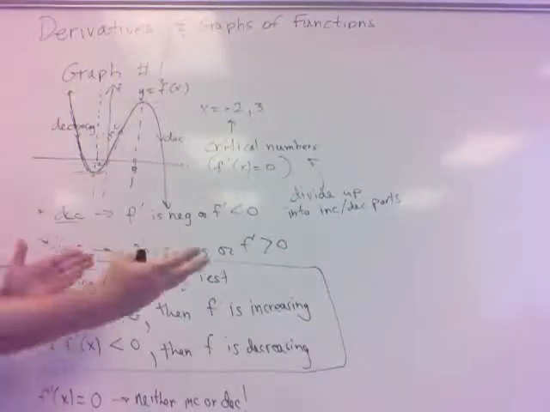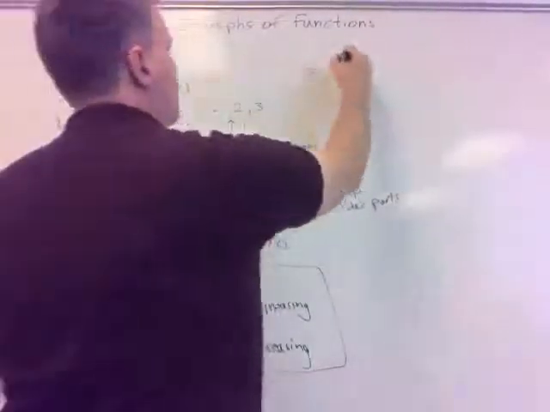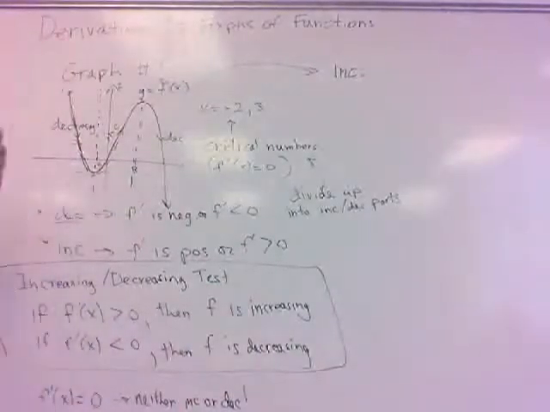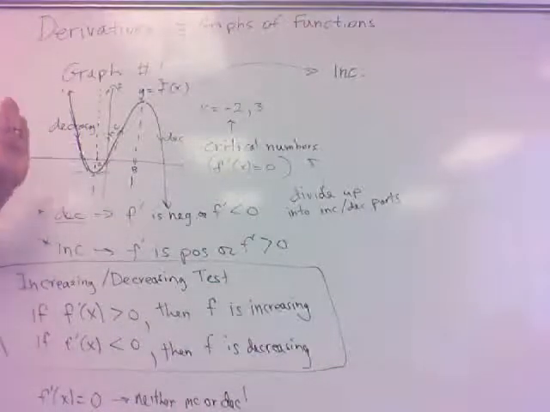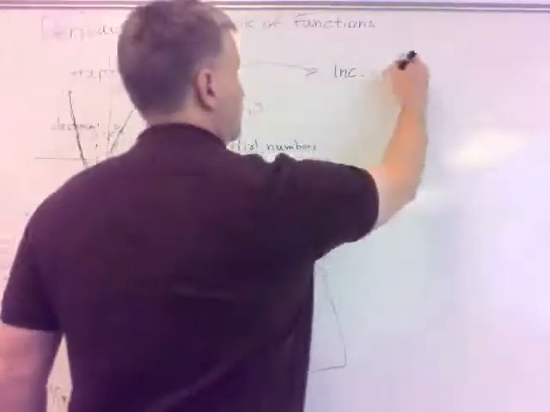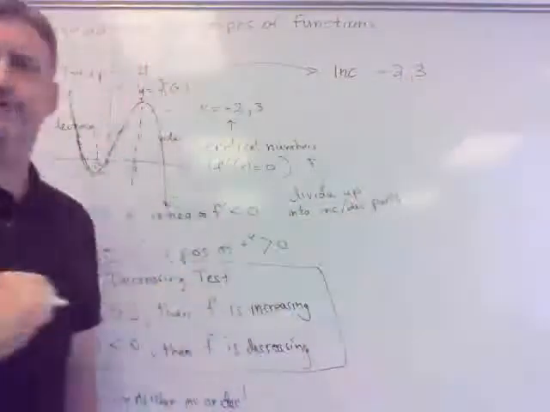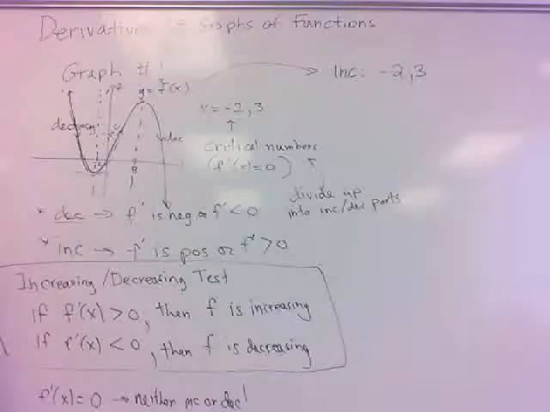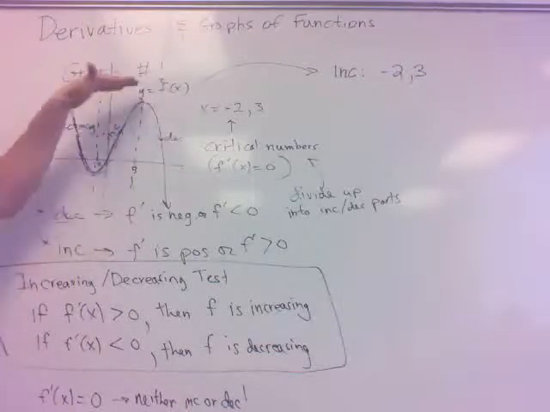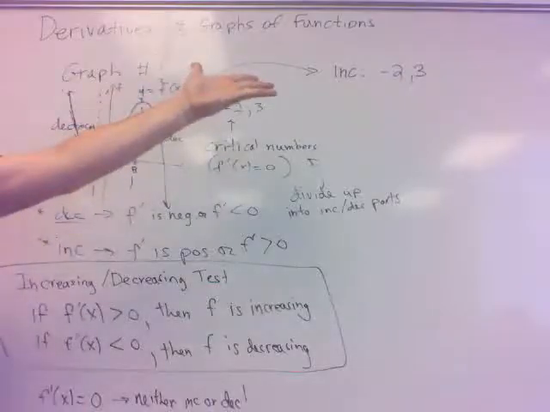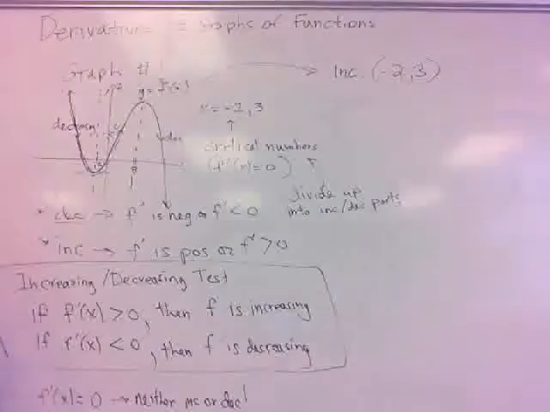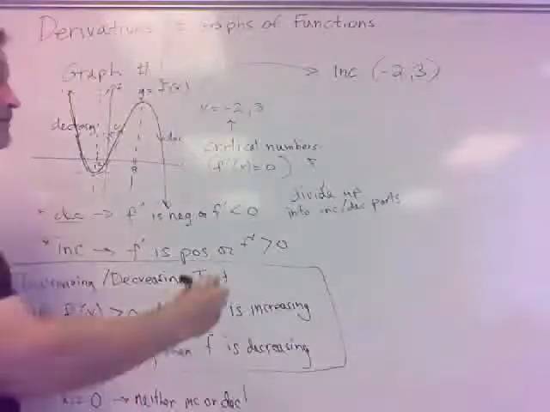But here's what I'm saying with this. When I go to write the increasing parts for this graph, well, there's only one increasing part. It goes from -2 to 3. What about at -2 and 3? Is it increasing at -2? No, the slope is 0 at -2. It's 0 at 3, so do I want to include -2 and 3? No, I don't. So I use parentheses. That's what I'm saying. Don't include the endpoints when you say it's increasing.